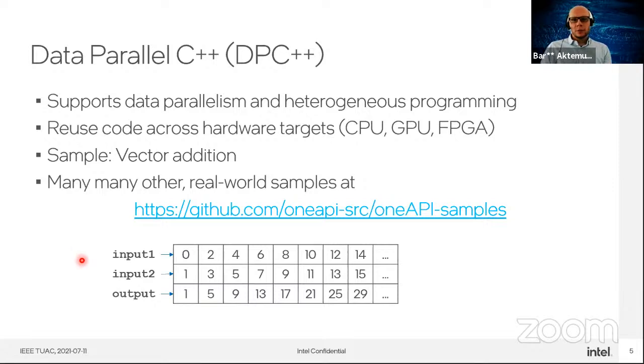So the problem is that we have two vectors, input 1 and input 2, and these arrays of elements are processed. The elements are summed up together, and the sum is written into the output.